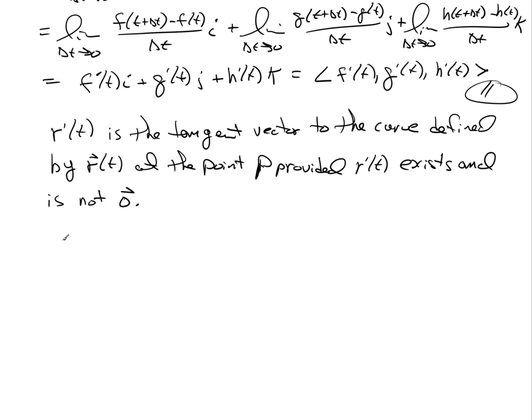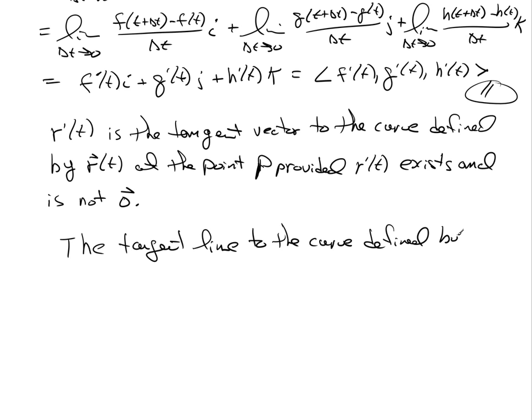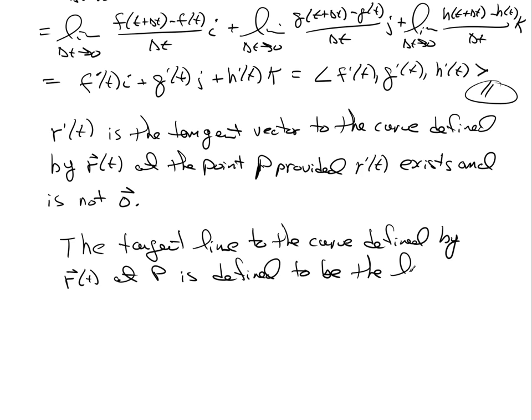Now, the tangent line to the curve defined by r of t at P is defined to be, and this is very important to comprehend how we're going to interpret this tangent, the line that's through P.